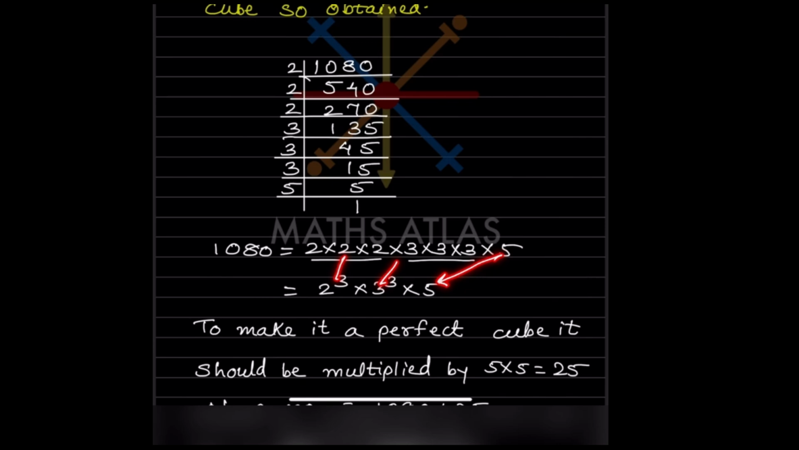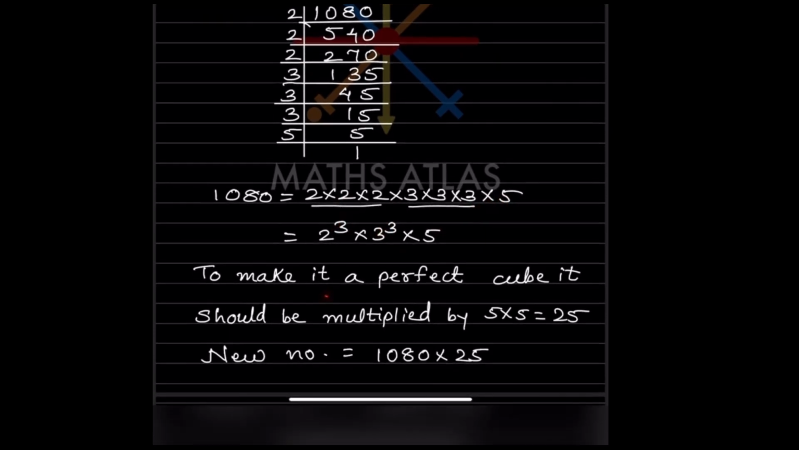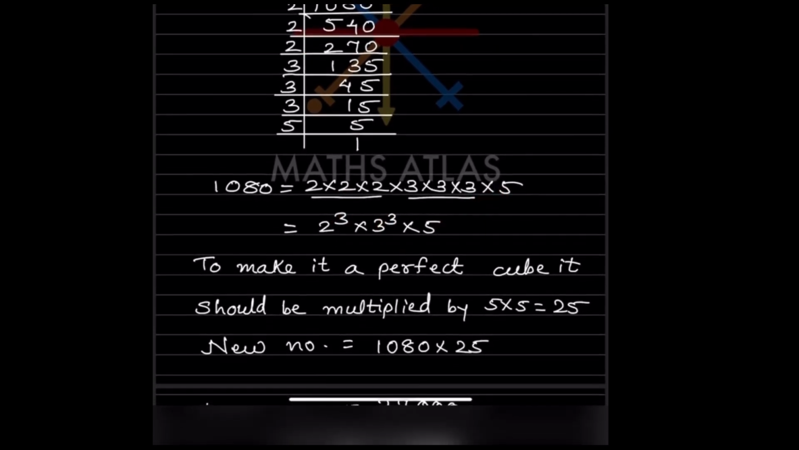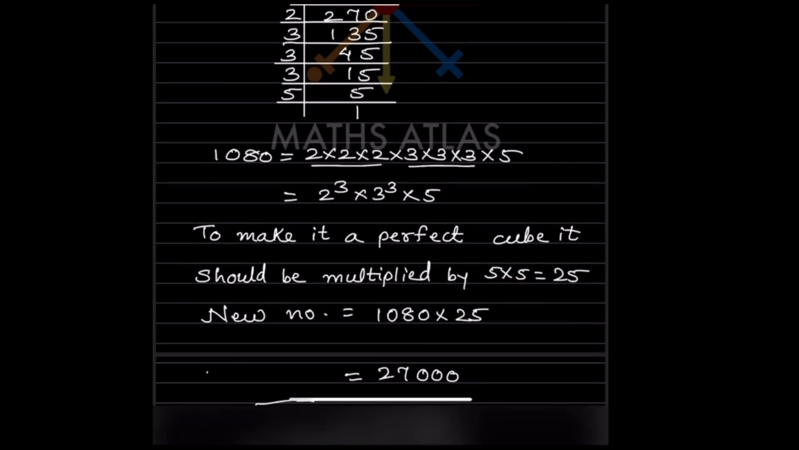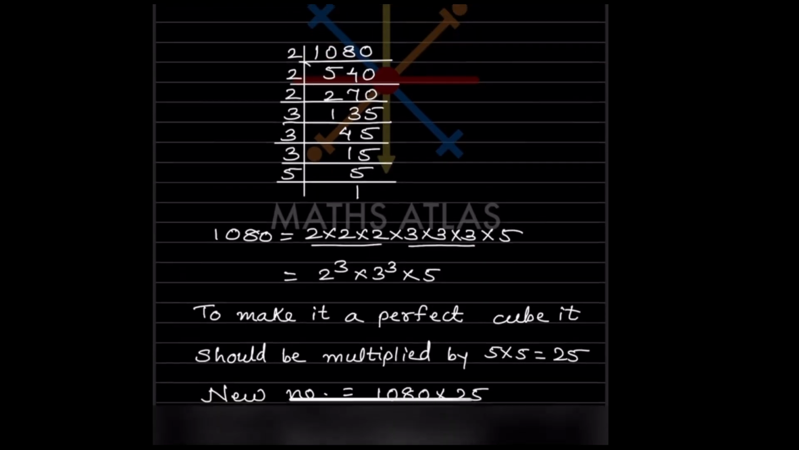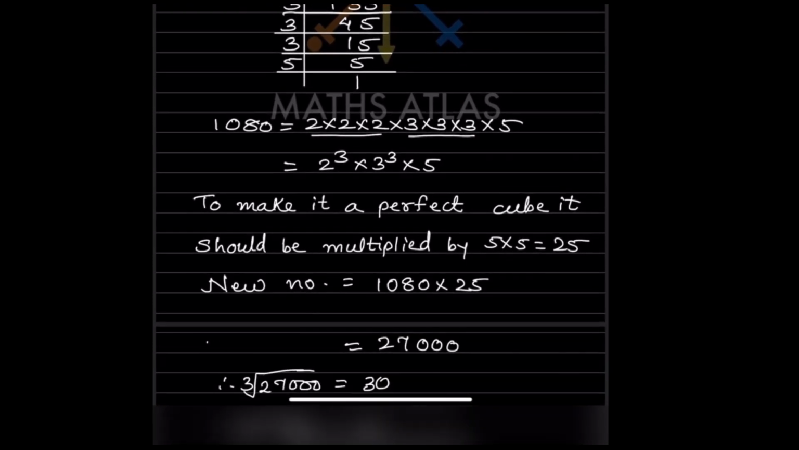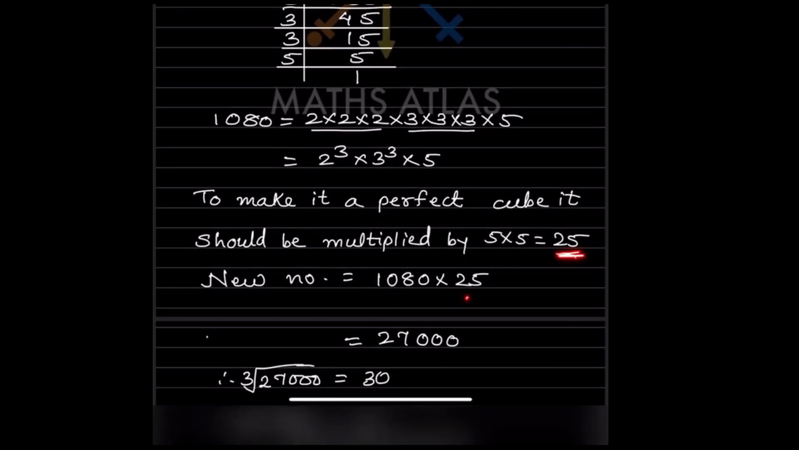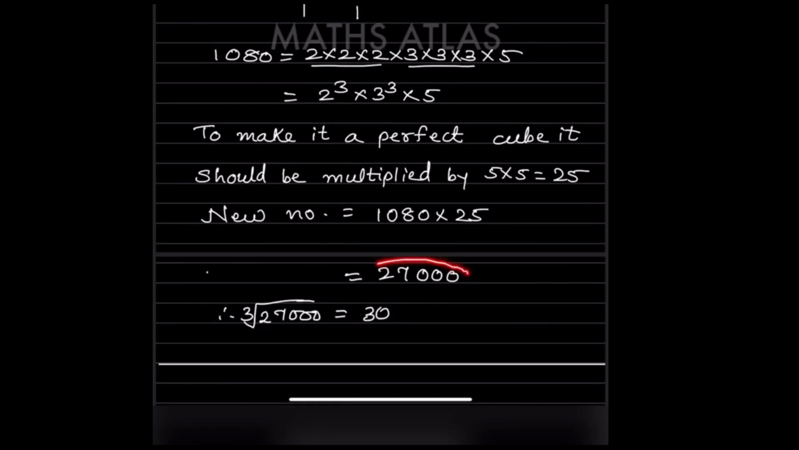You need your 5 cube. So to make it a perfect cube, it should be multiplied by 2 extra 5s. So 5 into 5, that is going to be 25. So the new number is going to be, already you have 1080, into, because you need extra 25, that is going to be 27,000.